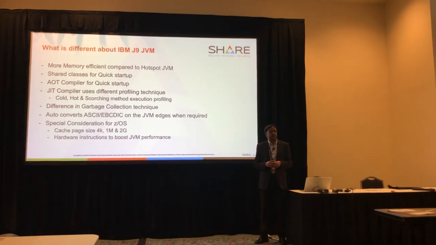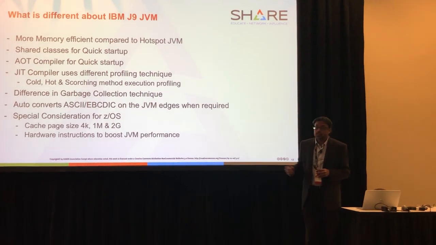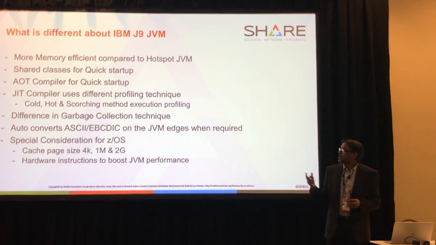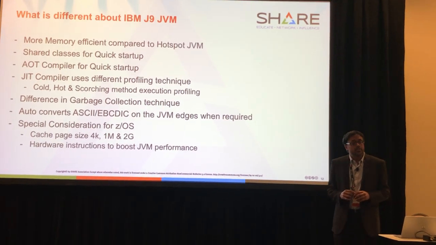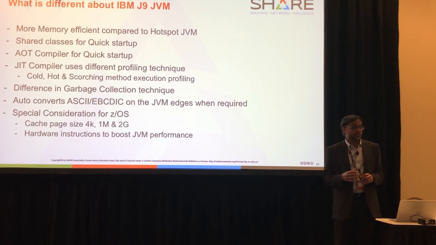It doesn't use a lot of memory. Oracle's JVM uses a lot more memory. Then you also have shared classes available on the J9 JVM, which is used for quick startup, and an AOT compiler for quick startup, as is very typical for J9. The JIT compiler on J9 uses completely different techniques than Oracle's JVM uses.